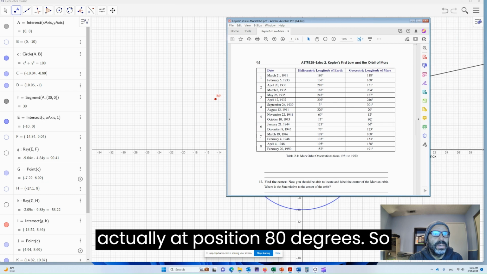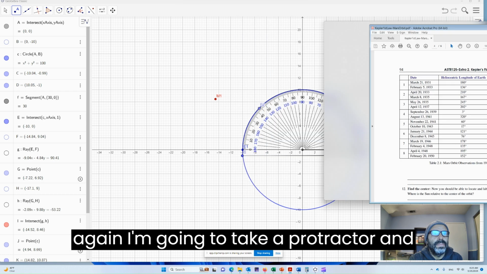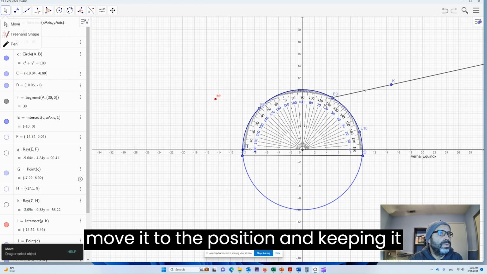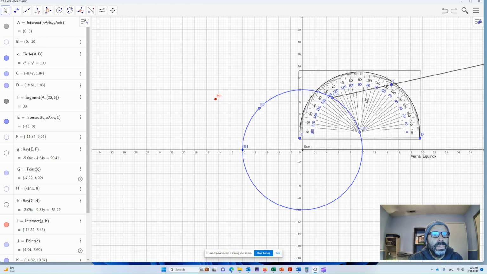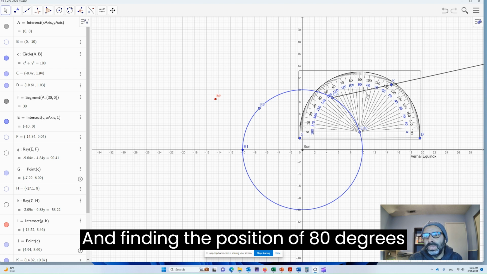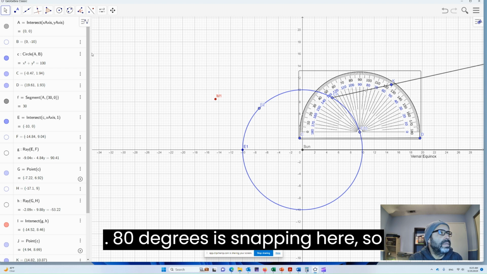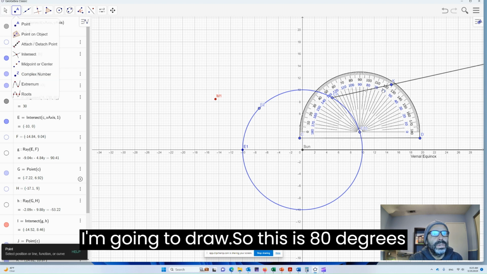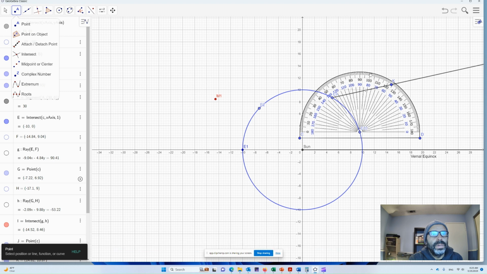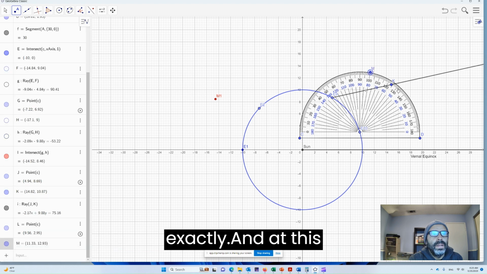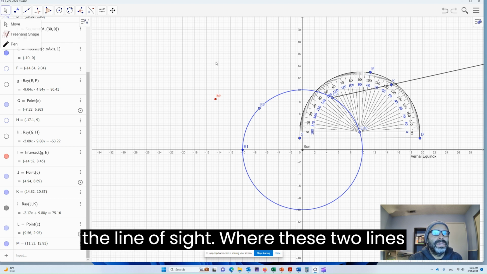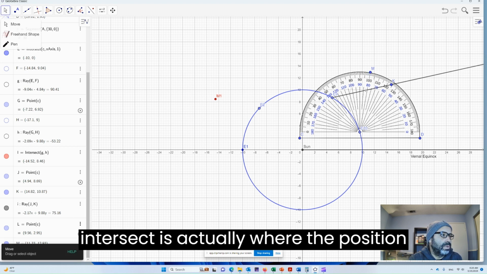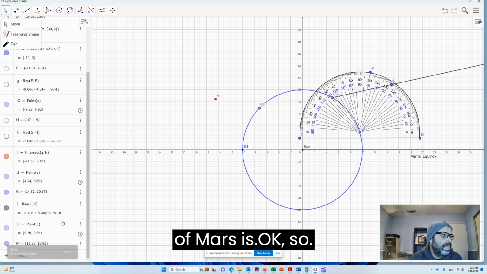And Mars is actually at position 80 degrees. So again, I'm going to take the protractor and move it to the position, keeping it parallel with the vernal equinox, and find the position of 80 degrees. 80 degrees is smack in here. So I'm going to draw. So this is 80 degrees exactly. And at this point, where these two lines of sight intersect is actually where the position of Mars is.